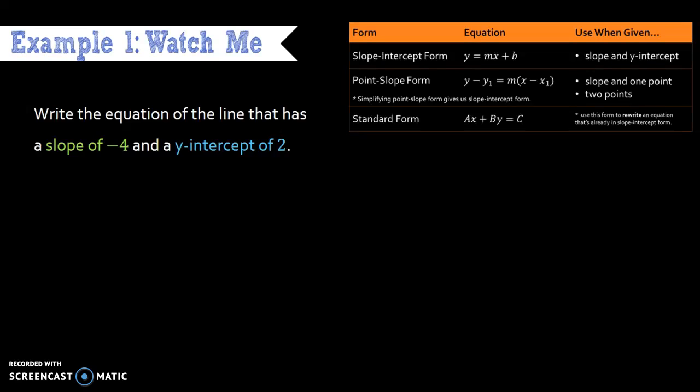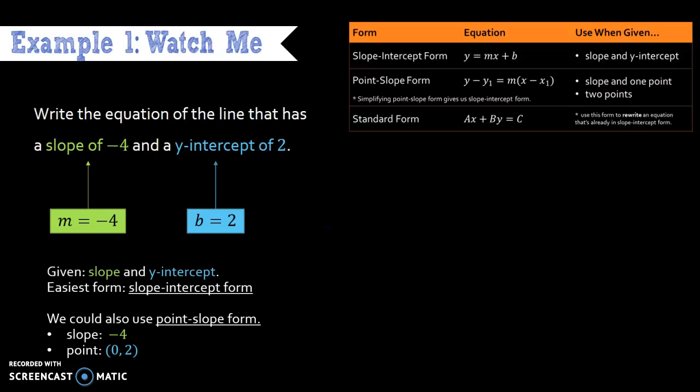Let's do an example. Write the equation of the line that has a slope of -4 and a y-intercept of 2. Now, it doesn't tell us which version of the equation it wants us to write this in. So we're just going to use the information that's given to us, that our slope is -4 and our y-intercept is +2. Since I have the slope and the intercept, let's do slope-intercept form.